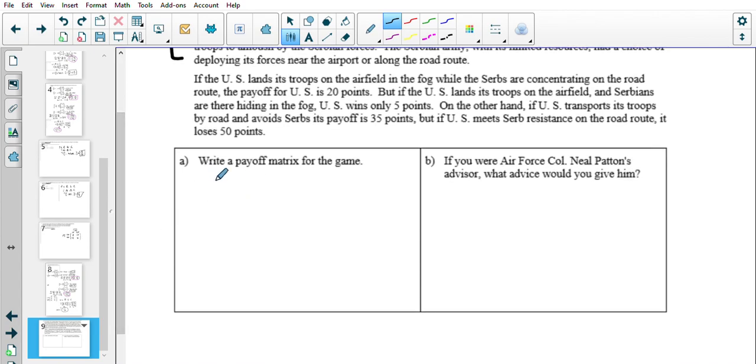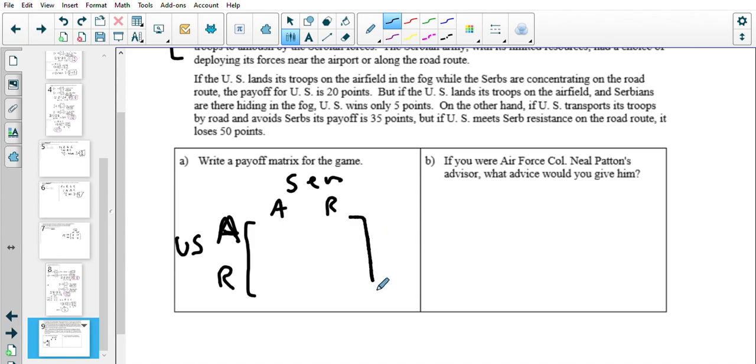So if we're going to write off a payoff matrix for the game, we've got the US versus Serbia, and they both have the same options, either air or road. The US can either choose to go in by air or by road, and Serbia can either choose to defend by air or by road. So those are the choices for the two players.